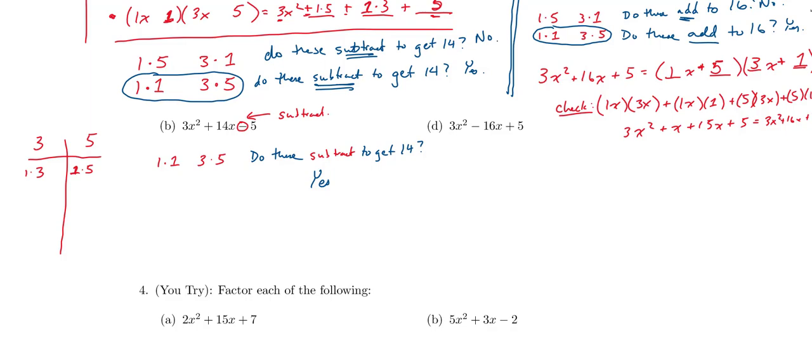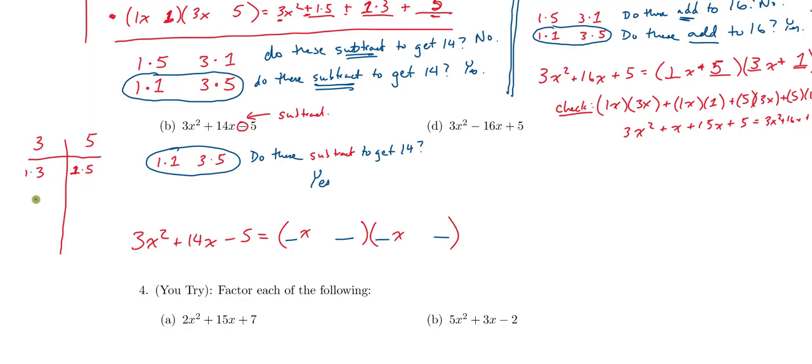Okay, so now that we found our correct order pairing, we got there on the first try, we're going to go ahead and set this up so we know we've got 3x squared plus 14x minus 5, and we're going to go ahead and fill in the binomials. So we knew that this was going to be something and something and something and something, where this was x and this is x, and we decided, okay, we're going to use the pair 1 and 3 because it was the only option, but we still had to get the correct alignment.